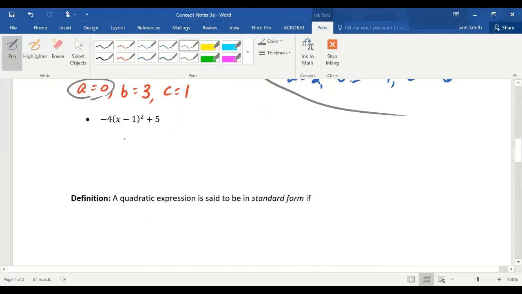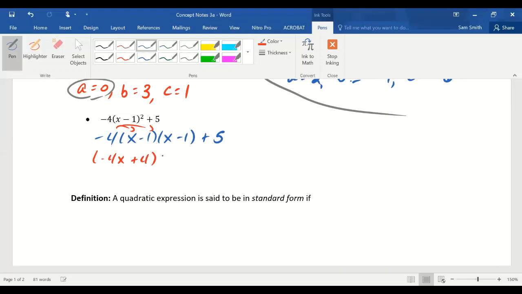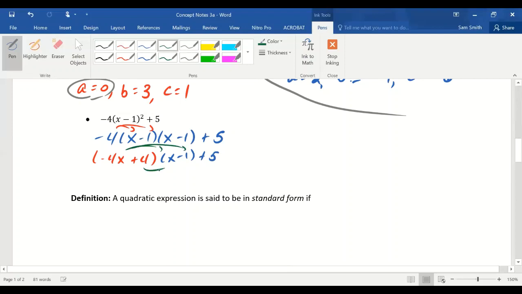Now here's a final exercise. This one here, negative 4, x minus 1 squared plus 5. I'm going to go through this one a little bit quickly. X minus 1 squared, I can rewrite as x minus 1 times x minus 1. Now let me again follow PEMDAS. Taking the first product I see, negative 4 times x minus 1.